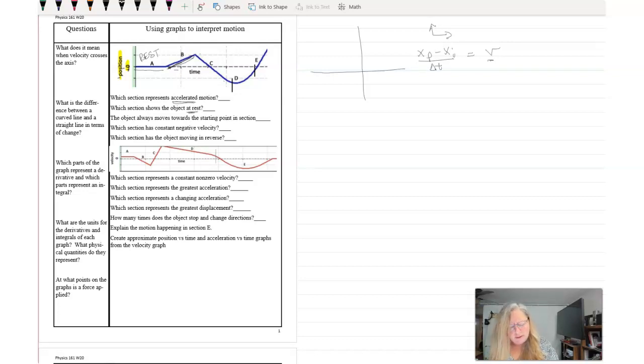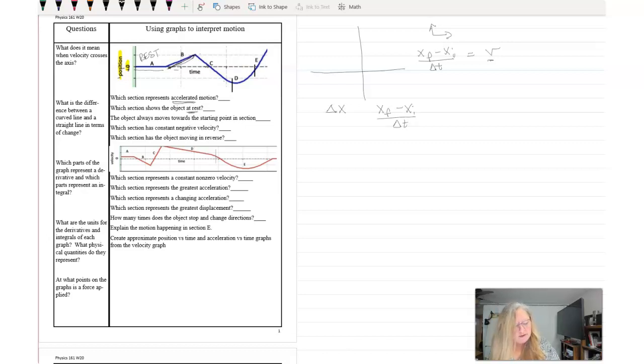And I look at here, from here to here, I have this negative slope. So what's going on there? I have a change in position that gives me a smaller x in the end. So my x final is smaller than my x initial, and that's over some change in time. So what does that mean?